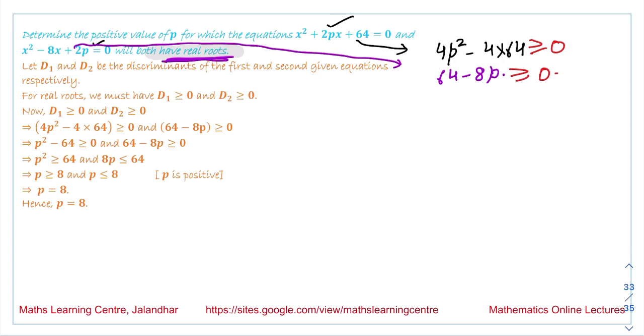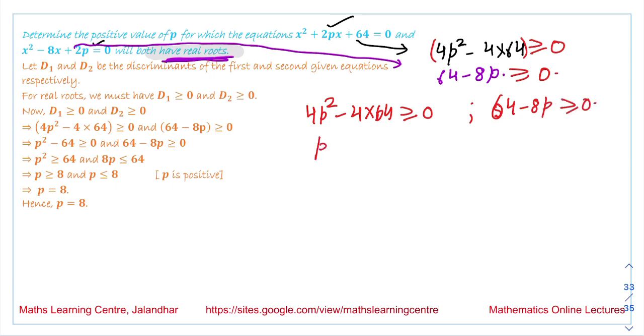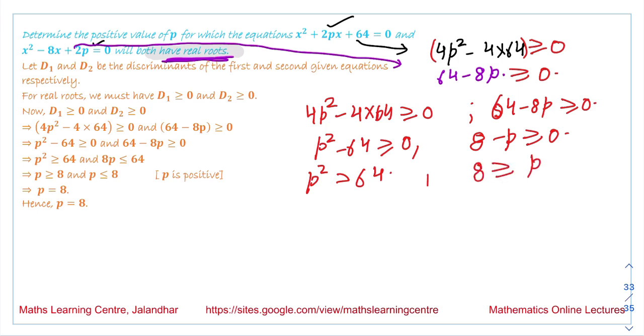Now we have two conditions. One is 4p square minus 4 into 64 is greater than or equal to 0. Second is 64 minus 8p is greater than or equal to 0. So this is p square minus 64 is greater than or equal to 0. And this is, we are getting, that 8 minus p is greater than or equal to 0. This gives us p square is greater than or equal to 64, and this gives us that 8 is greater than or equal to p.